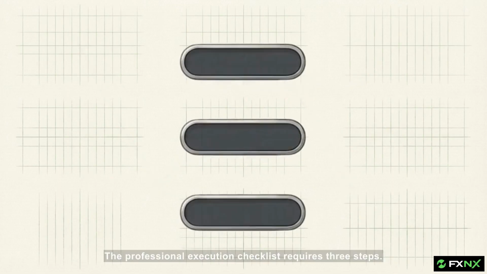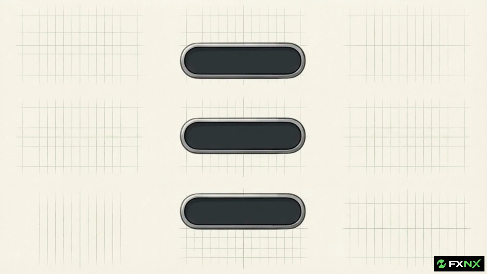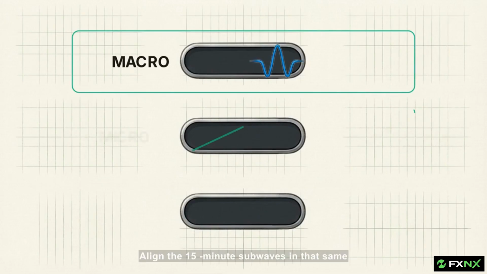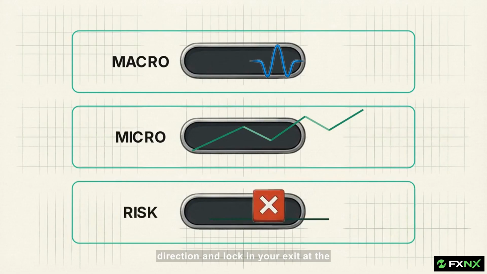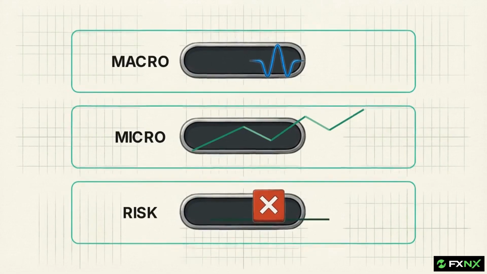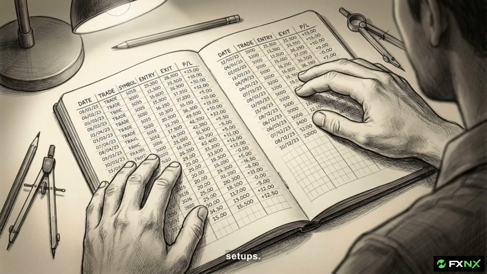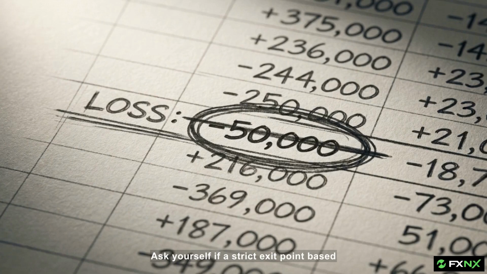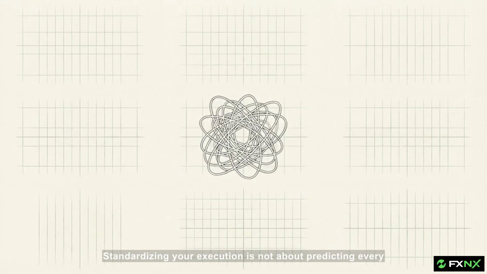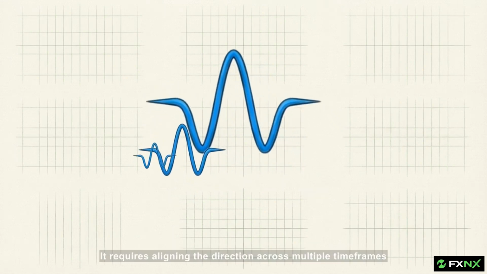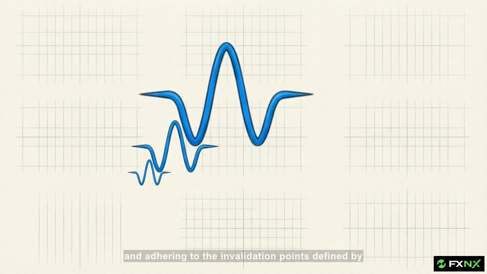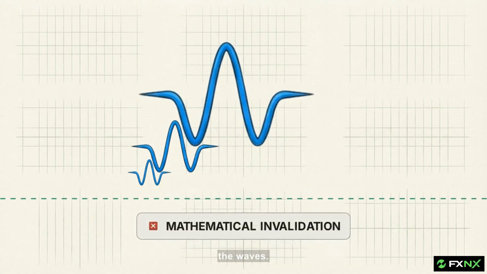The professional execution checklist requires 3 steps. Confirm the 4-hour trend, align the 15-minute subwaves in that same direction, and lock in your exit at the mathematical invalidation point. Take a moment to audit your last 5 setups. Ask yourself if a strict exit point based on these rules would have protected you from your largest recent drawdowns. Standardizing your execution is not about predicting every minor fluctuation on a chart. It requires aligning the direction across multiple timeframes and adhering to the invalidation points defined by the waves.